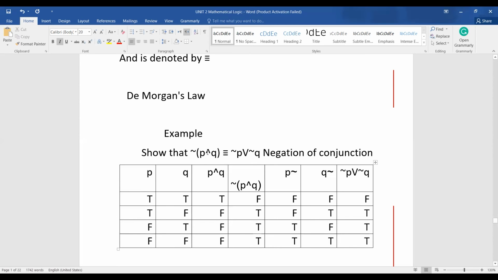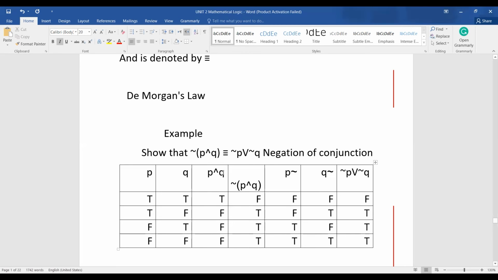Next, we need to find P and Q. If true and true, then it will give us a true value. If true and false, it will give us a false value, because in AND both should be true, then only it will give us a true value. If false and true, it gives a false value. If false and false, it gives a false value. We finished here.